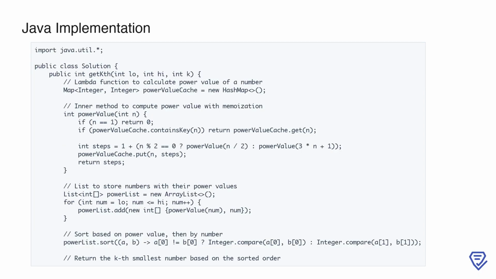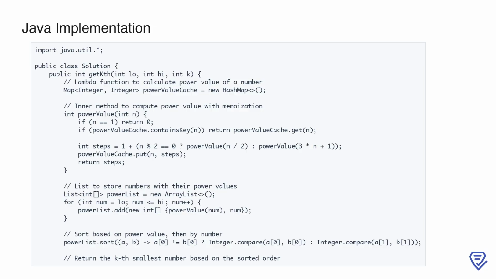Here, we start by importing the necessary packages, such as java.util, to enable the use of data structures like HashMap and ArrayList. Within the Solution class, the method getKth is defined to find the kth smallest integer in the range [low, high], when sorted by their power values. To calculate the power value of a number efficiently, we use a lambda function and a memoization technique.